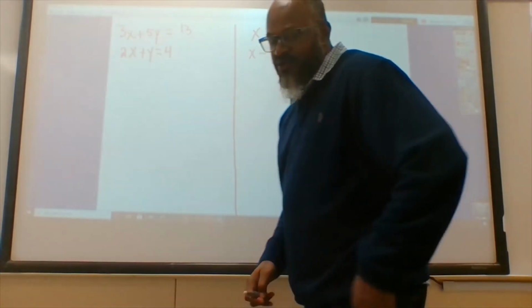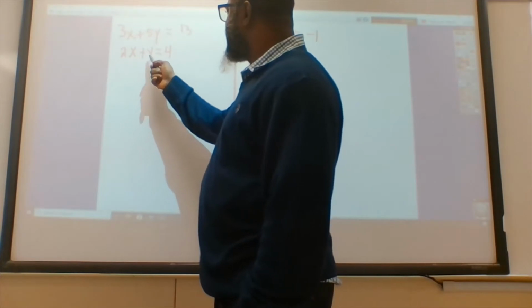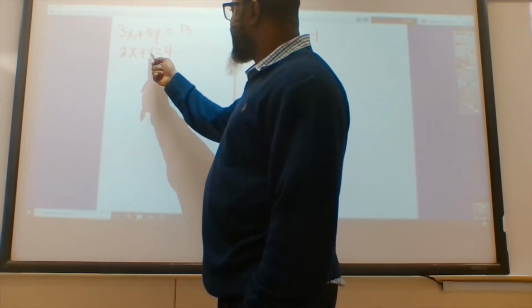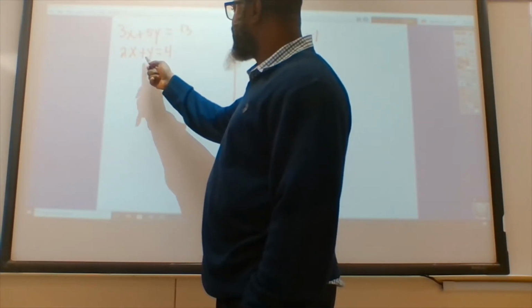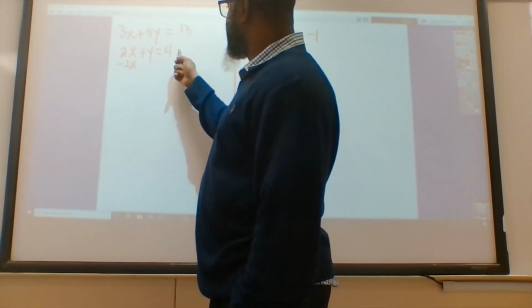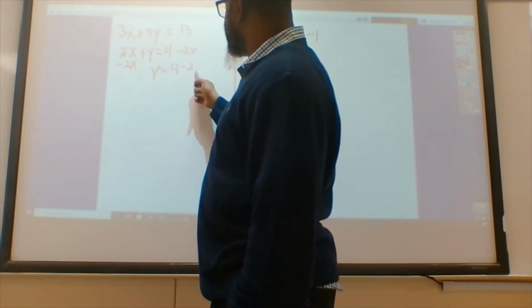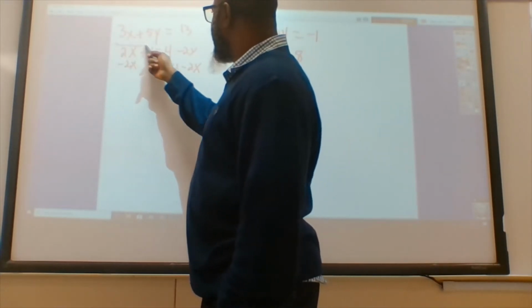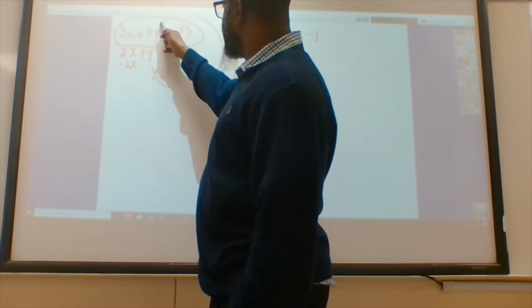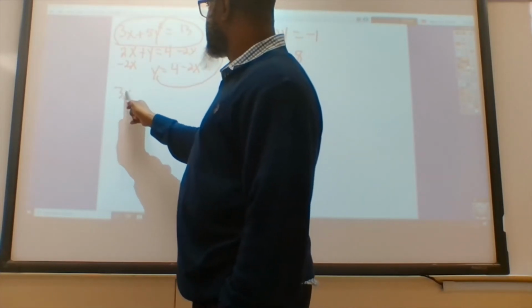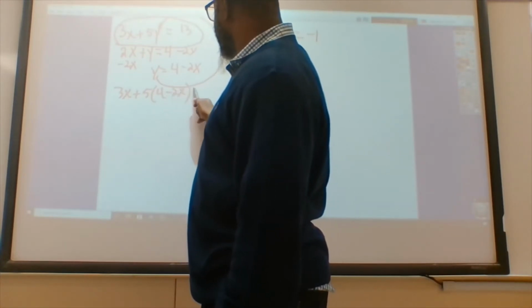We're solving our system of linear equations by substitution. In this case, I identify y as my target because it has a coefficient of 1. Therefore, I will solve for y. If I'm solving for y, I will have to subtract 2x on this side. Then I will have y is equal to 4 minus 2x. Then, since this equation was left untouched, that's where I'm going to substitute y. I'm going to replace y in that equation. So I will have 3x plus 5 times 4 minus 2x is equal to 13.